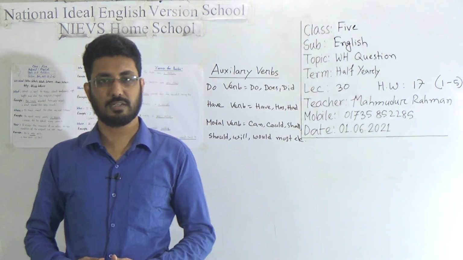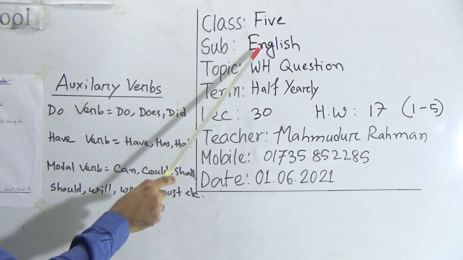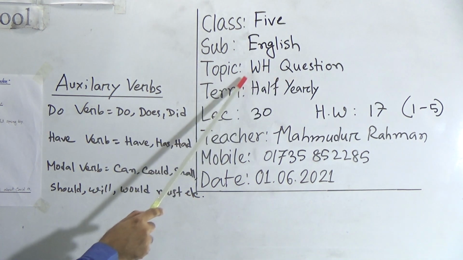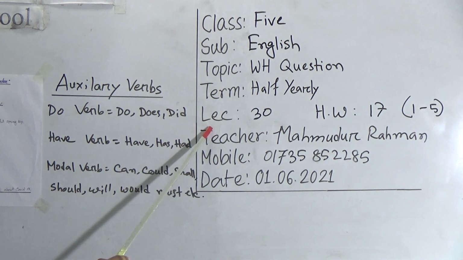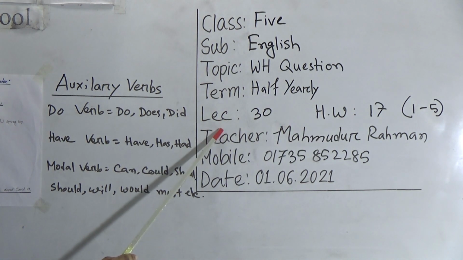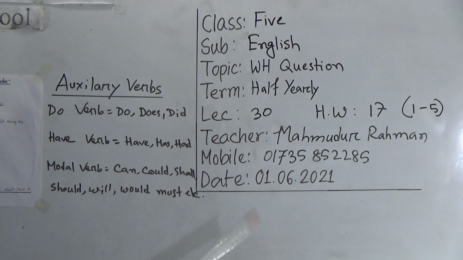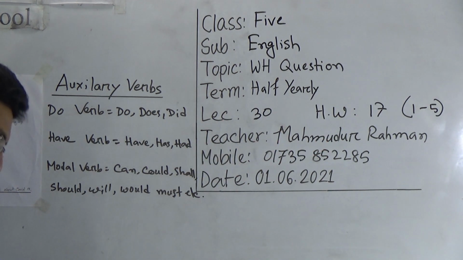Okay dear students, look at the board at first. This is the class for the students of class 5. Subject English. Our today's topic is WH question, term half yearly, lecture number 30 and homework number 17. I repeat again, this is your lecture number 30 and your homework number 17. Teacher Mahmudur Rahman, and this is my mobile number.